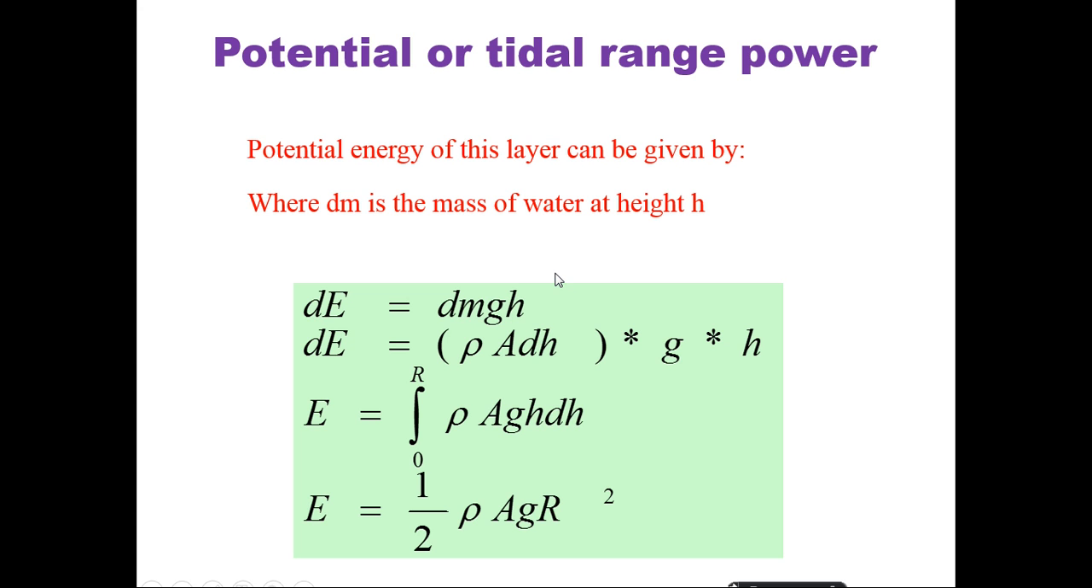Talking about the equation of the potential energy of this layer, we have E equals mgh. Here m is rho A, g is the gravitational constant, h is the height of the dam, and dm is the mass of the water. Integrating with respect to the tidal range, we get the potential energy E equals half rho A g R squared. This is the equation of the tidal range, where rho is the density of the water.